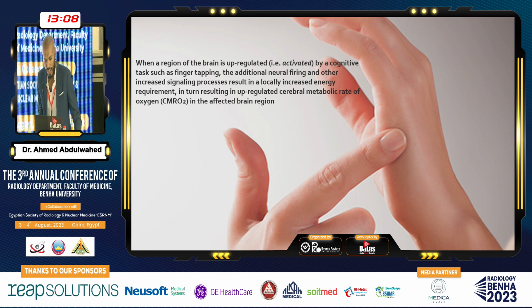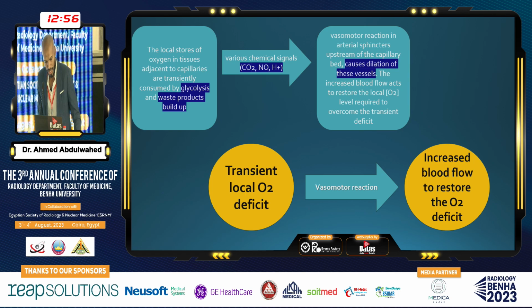the additional neuronal firing and other increasing signaling processes will result in a local increase in the energy demands. This requirement in turn results in upregulated cerebral metabolic rate of oxygen in the affected brain regions. Simply, the local stores of oxygen in the tissues adjacent to the capillaries are transiently consumed by glycolysis and the waste products will accumulate. These waste products will induce a vasomotor reaction in the capillaries and arterioles that will result in dilatation of the vessels. Subsequently, there will be increased blood flow to restore the local O2 deficit.